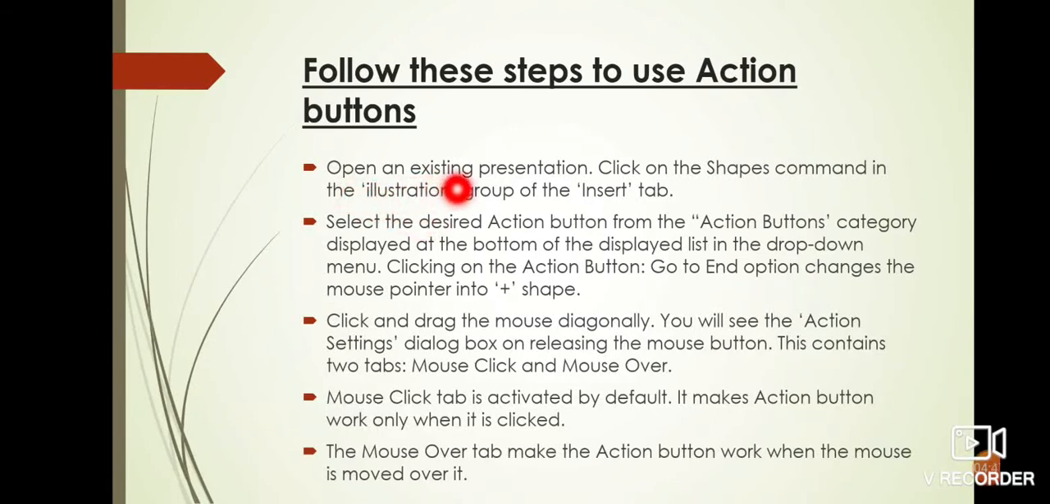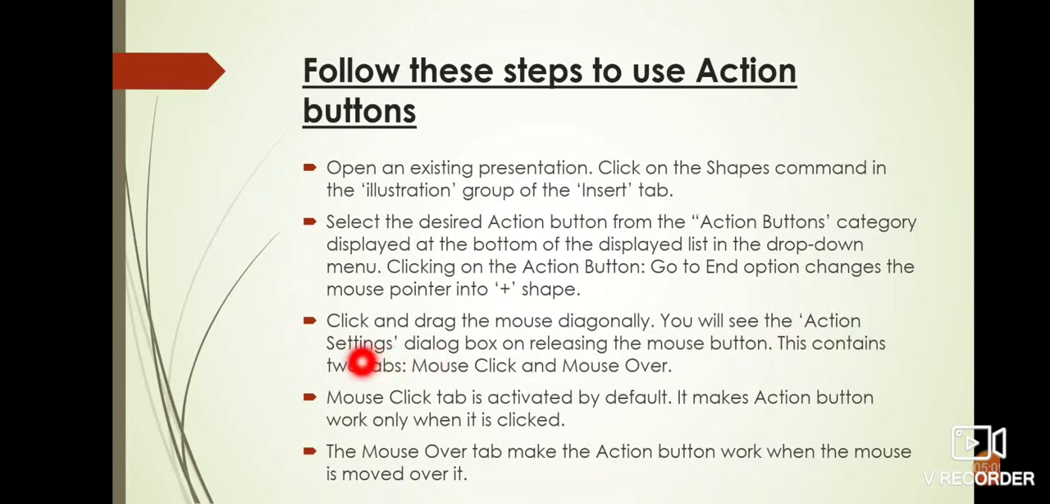Step 1, open an existing presentation. Click on the Shapes command in the Illustrations group of the Insert tab. Step 2, select the desired action button from the Action Buttons category displayed at the bottom of the drop-down list, click and drag the mouse diagonally. You have to drag the mouse diagonally so that the action button is placed on the particular slide.